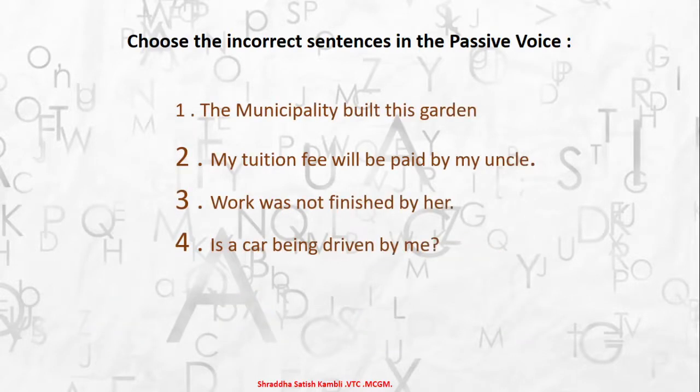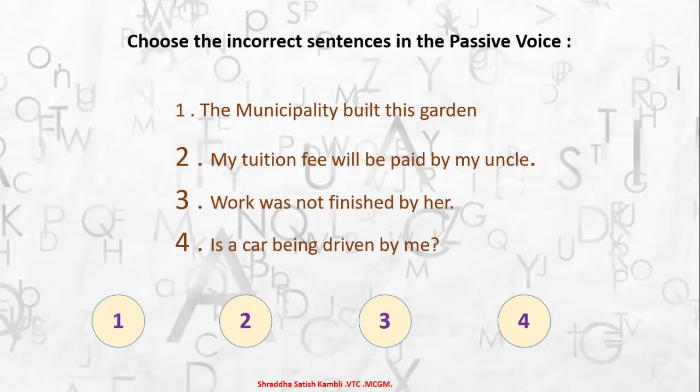The municipality built this garden. My tuition fee will be paid by my uncle. Work was not finished by her. Is a car being driven by me? So which one of these is in the active voice, that is, which one of it is not in the passive voice? So it is option number 1. The municipality built this garden.